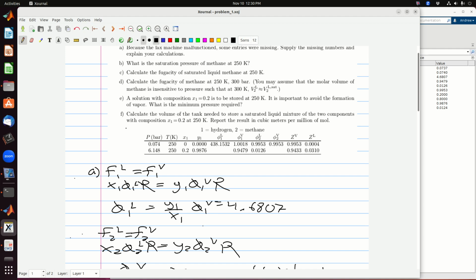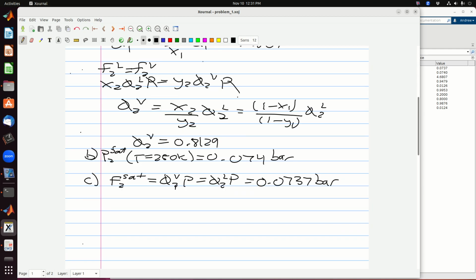Then D says calculate the fugacity of methane at 250 Kelvin and 300 bars. You may assume that the molar volume of methane is insensitive to pressure, so it's incompressible, such that at 300 bars, V2L is approximately equal to that at saturation. Okay, cool. So what I'm thinking of is I'm going to need the Poynting correction.